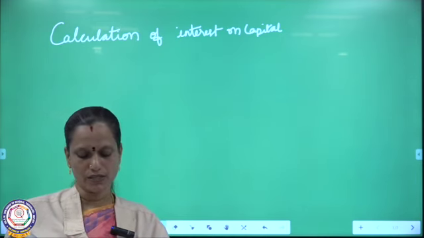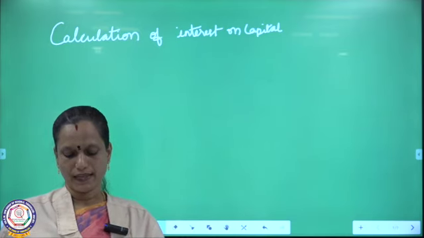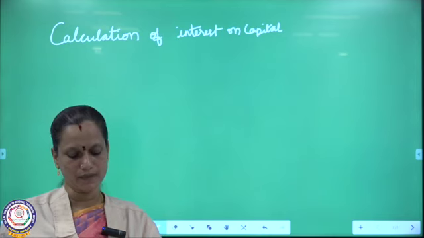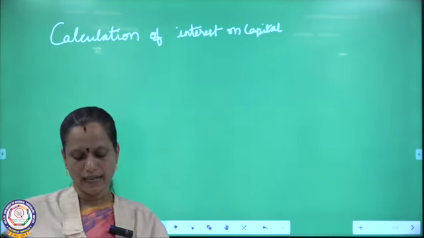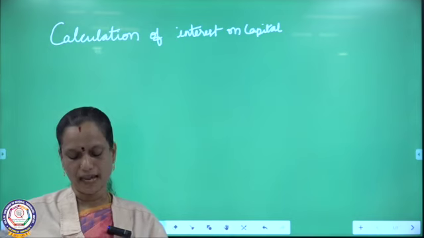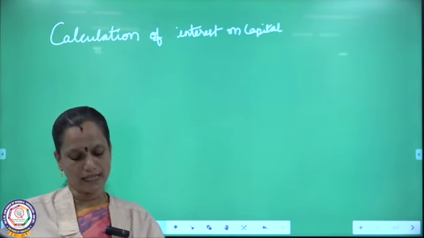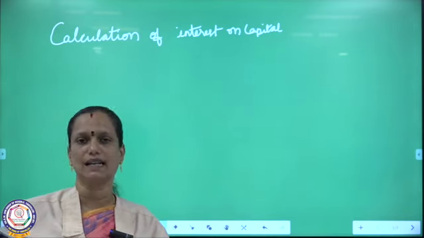Mannan and Ramesh share profits and loss in the ratio of 3:1. The capital on 1st April 2017 was 80,000 for Mannan and 60,000 for Ramesh, and their current accounts show a credit balance of 10,000 and 5,000 respectively. Calculate interest on capital at 5% per annum for the year ending 31st March 2018 and show the journal entries.